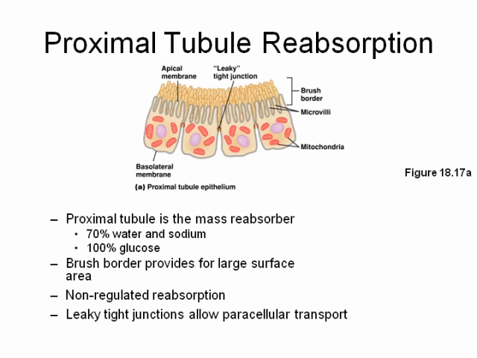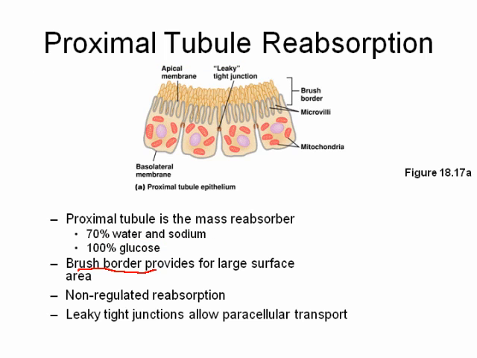So the proximal tubule. First of all, we have what's called leaky tight junctions. These are tight junctions between the epithelial cells that do not fully prevent the movement of substances between them. So we have some movement of material between the epithelial cells and then some that is transepithelial transport. But the proximal tubule is called a mass reabsorber because 70% of the water and sodium gets reabsorbed right here in the proximal tubule.